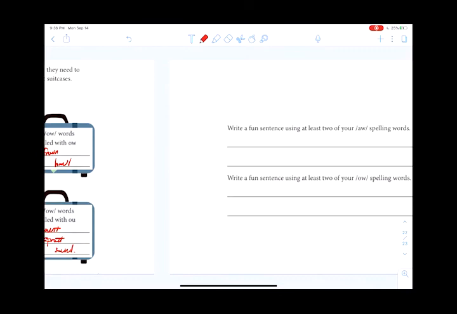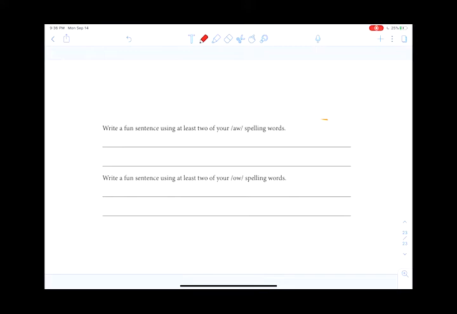Next, write a fun sentence using at least two of your ah spelling words, and another fun sentence using at least two of your ow spelling words. Be sure to start each sentence with a capital letter and end it with a punctuation mark.